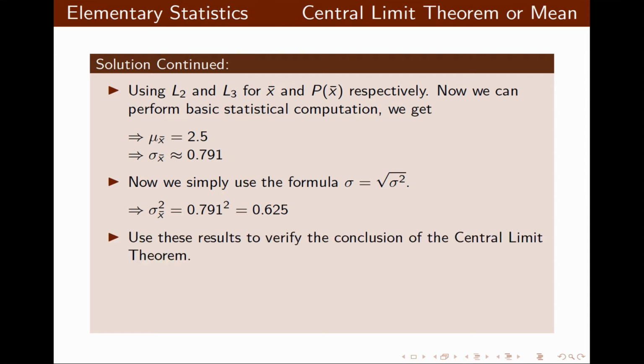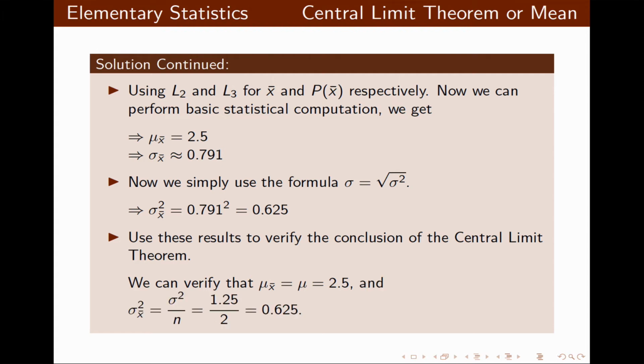Now let's use these results to verify the conclusion of central limit theorem. The mean of the original population was 2.5, which is the same as the mean of the means. The variance of the means is the variance of the original, 1.25, divided by sample size 2, which is 0.625.